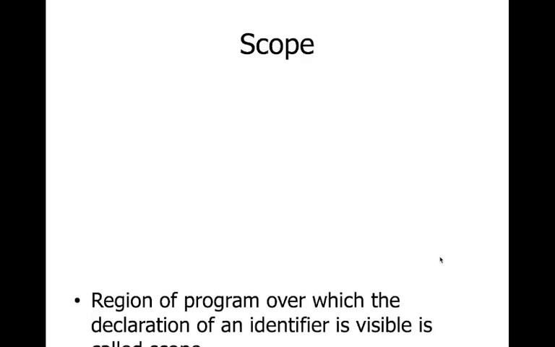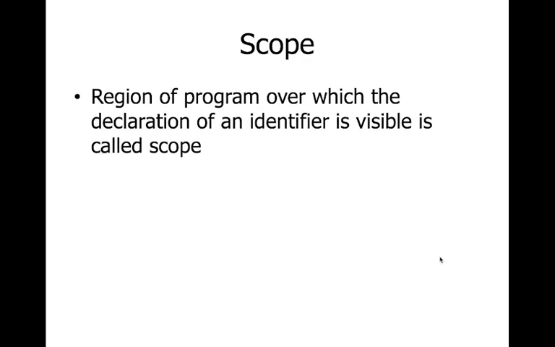So scope. It is a region of the program. So scope is a region of the program over which the declaration of an identifier is visible. Then it is known as scope. So it is a region of the program.